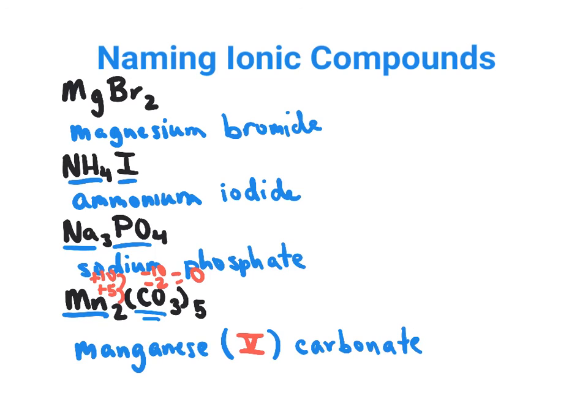And that's it for naming ionic compounds. Remember, though, that if you have a transition metal as your metal, you have to put the charge in parentheses, and that's the only hard thing with doing this. So hopefully this review helped, and good luck.